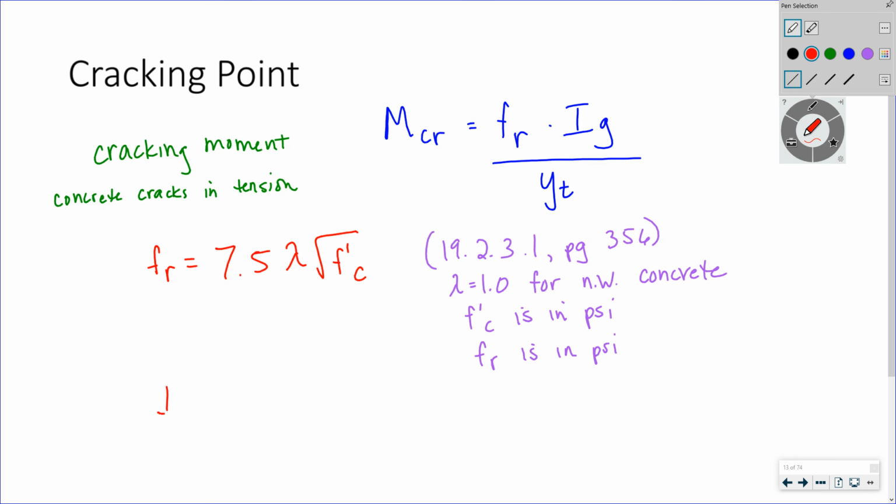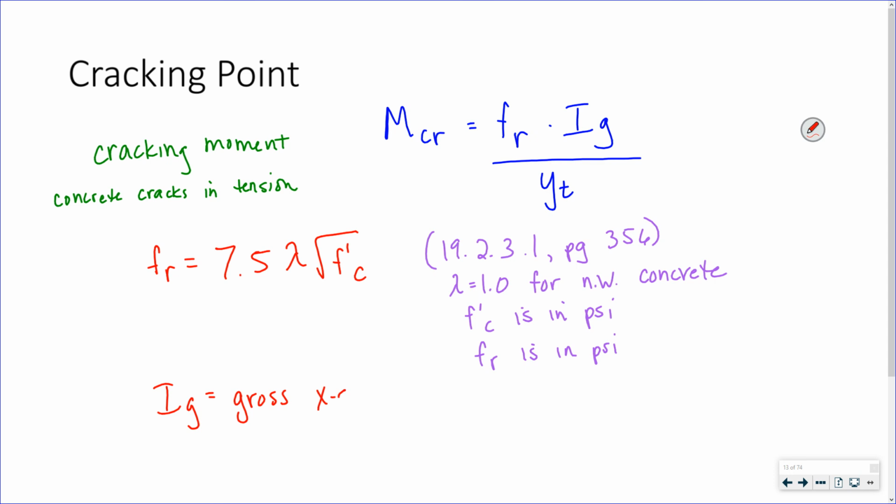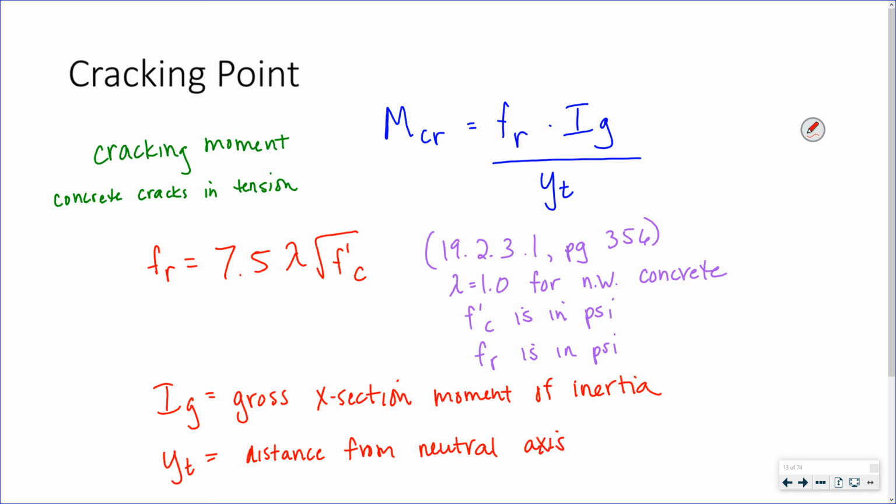Your Ig, gross cross section moment of inertia, and YT, distance from your neutral axis to the extreme tensile fibers, which would be h over 2 for a nice rectangular section.